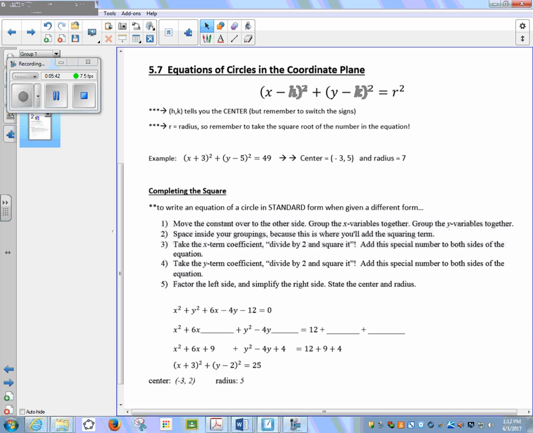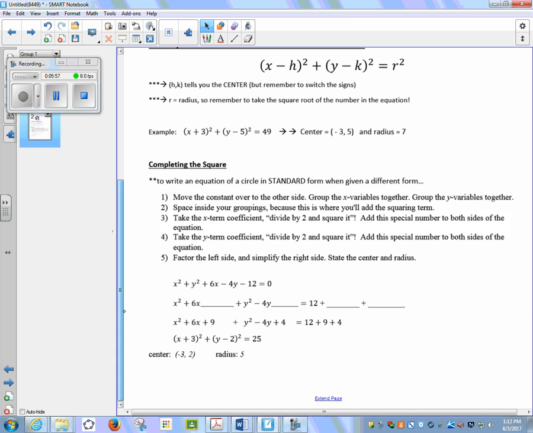Okay, equations of a circle in the coordinate plane. Remember to switch the signs when you're writing the center, or if you have the center and you're writing the equation, remember that it's r squared in the equation, so if they want radius, you have to take the square root.